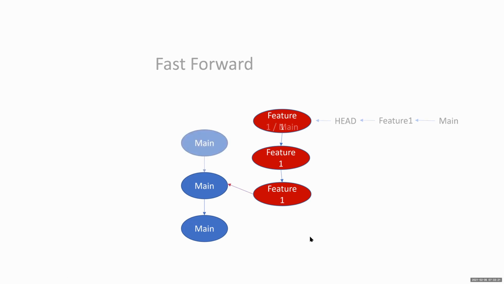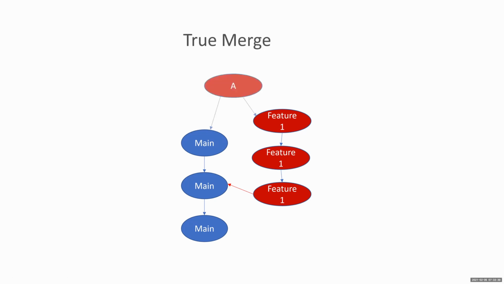If you can't do that, let's say that feature 1 was taken off the second commit of main, but main now has a third commit. Well, now we don't have a direct line that doesn't leave out any commits. If we took the direct line, this guy would be left out. So you have to do one of two things. The most common thing to do is what's called a true merge. And with the true merge, you create a new commit that actually binds together your two branches.